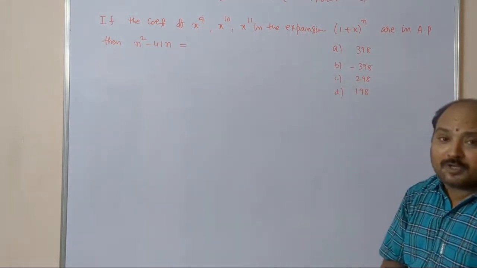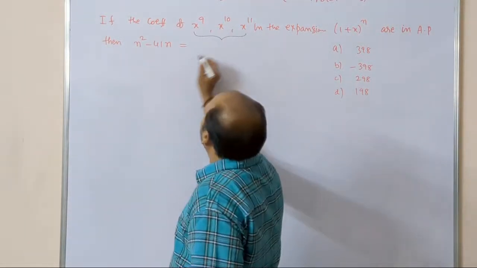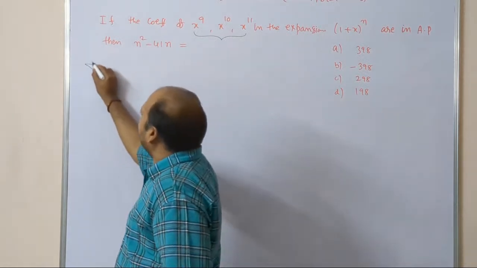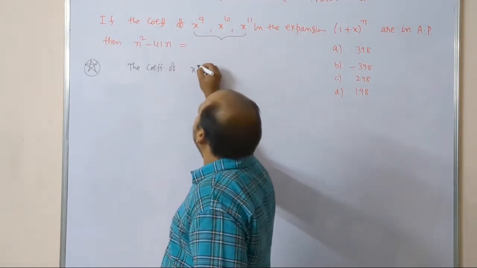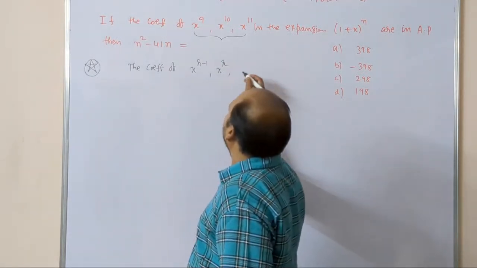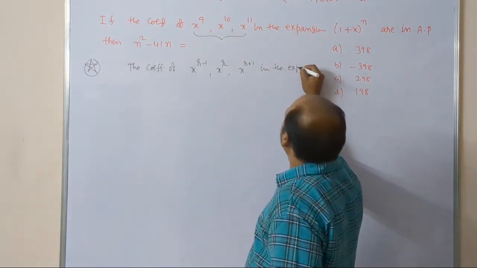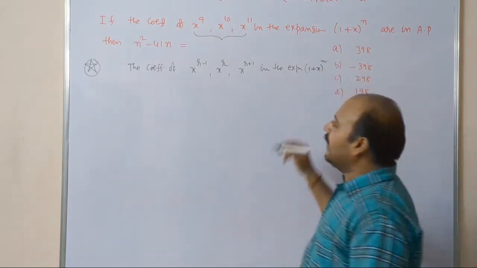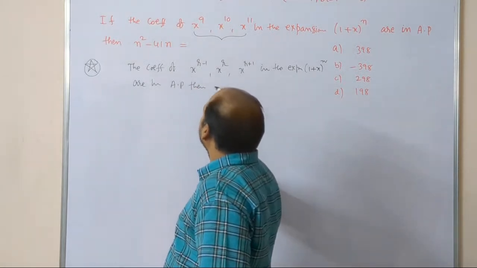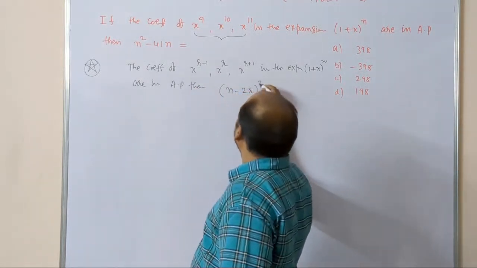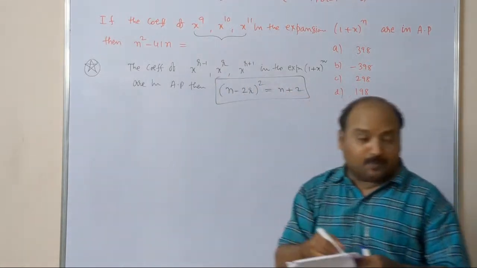Here, one important result I will write, dear students. Observe these three carefully. The shortcut formula: if the coefficients of x power r minus 1, x power r, x power r plus 1 in the expansion of 1 plus x whole power n are in AP, then n minus 2r whole square equals n plus 2. So very, very important point. Keep in mind.